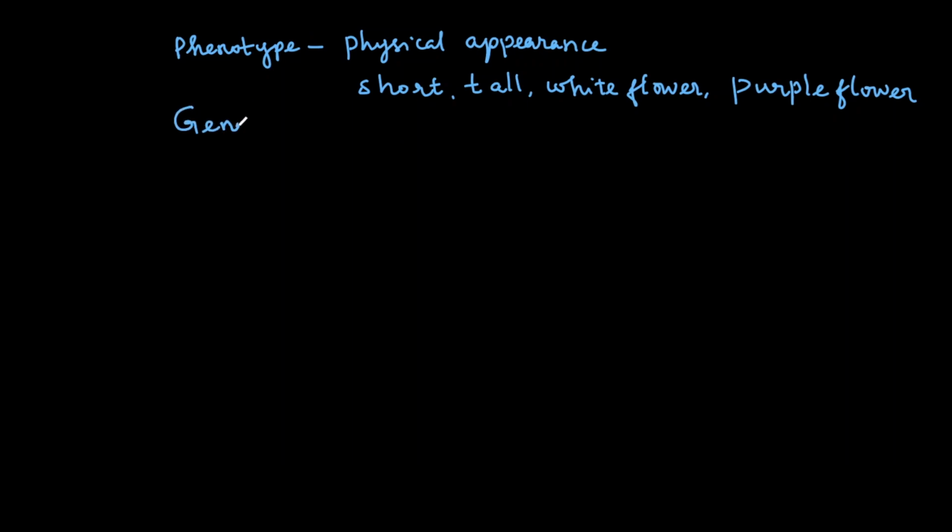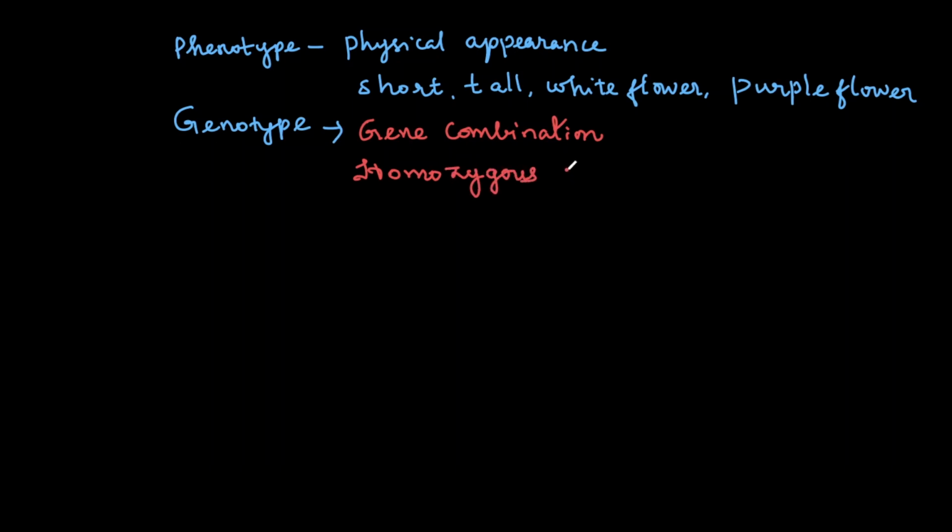Genotype means gene combination. It will be homozygous or heterozygous. Homozygous means both genes are similar or identical, capital T capital T.